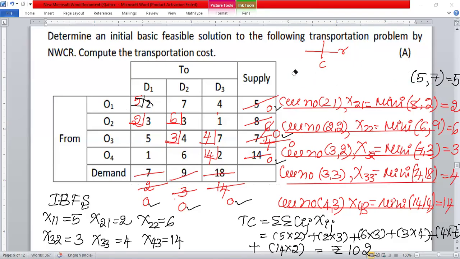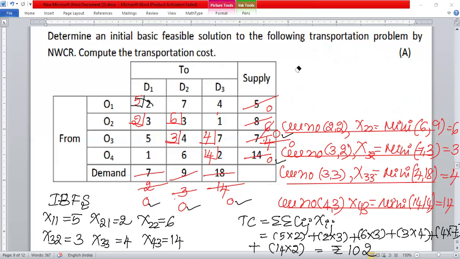So we are able to find out whether the above TP is degenerate or non-degenerate. Yes, get ready. How to identify, sir? Very simple. How many IBFS are there? So 1, 2, 3, 4, 5, 6. Now there is a formula, M plus N minus 1. You have to write 6.